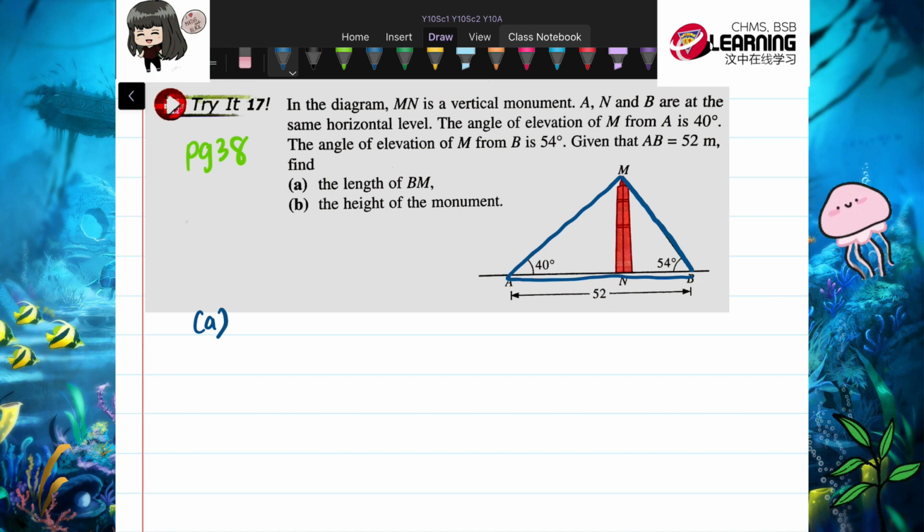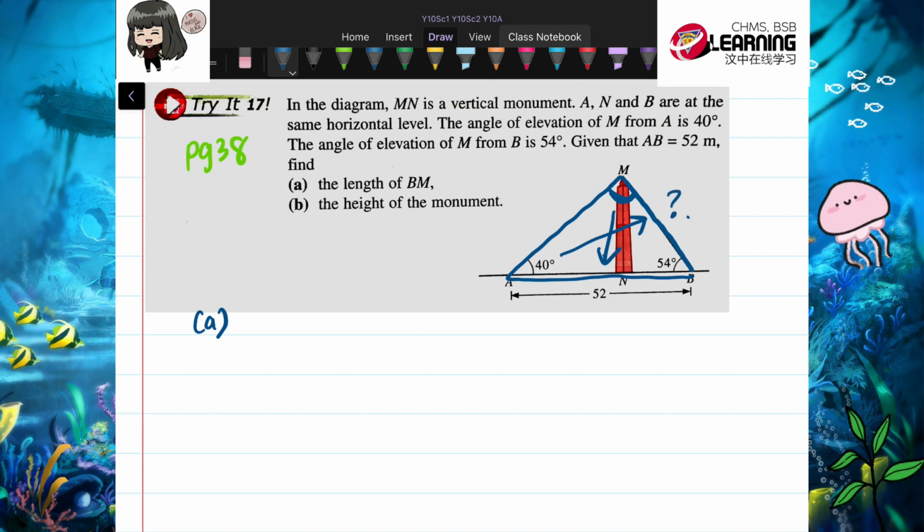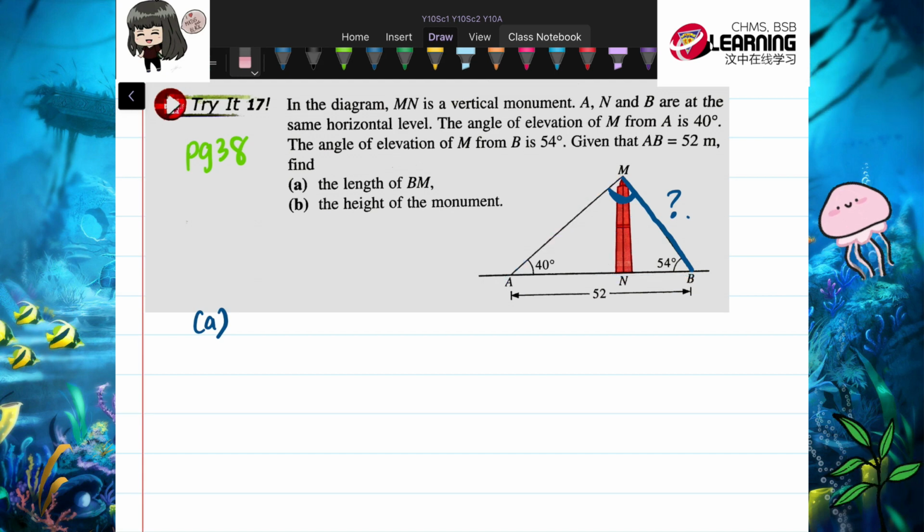We can find this angle over here, so that we can use the sine rule to do this. See? Opposite 52, 40 degrees opposite is this BM. This is the one that we need to find. So before we use the sine rule, we find the angle here first. Angle here, which I call angle AMB.